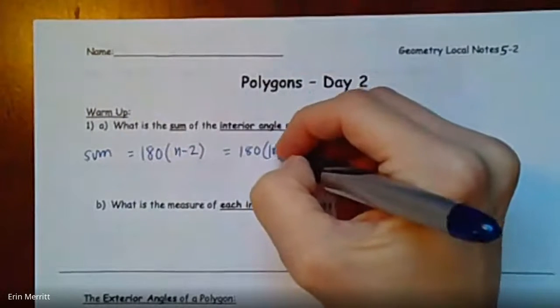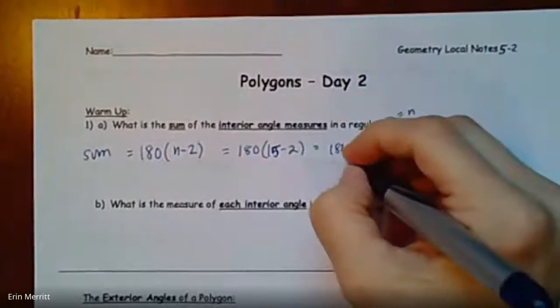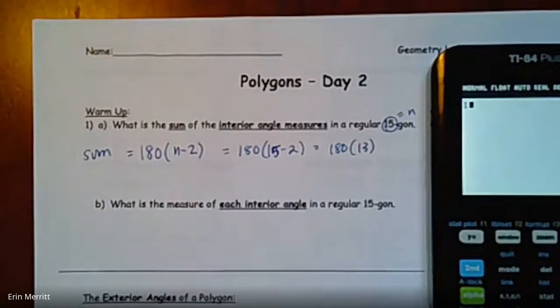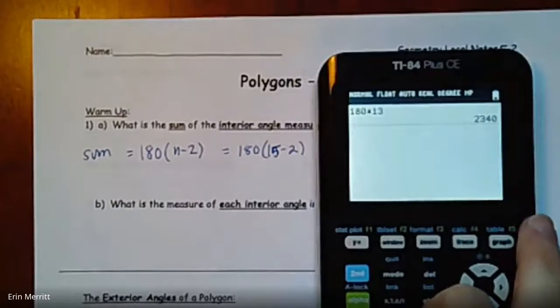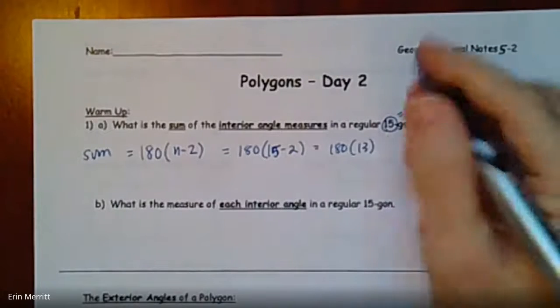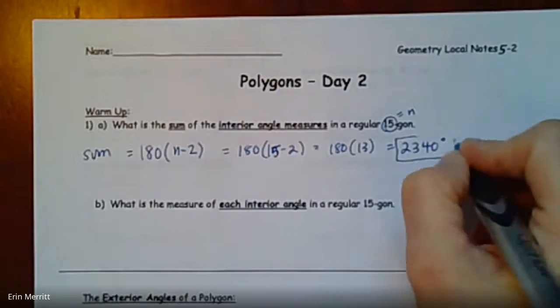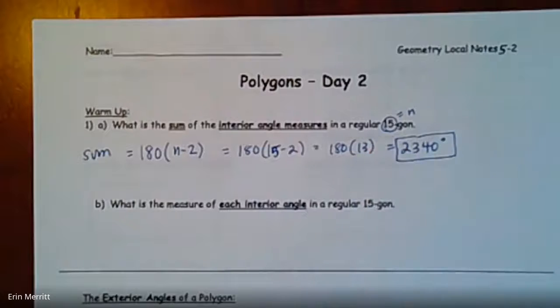Put a 15 in there. All right, which means we have 180 times 13. On your calculator, we can go 180 times 13. That's going to give me 2,340. That's the total number of degrees that would be in a 15-sided polygon.